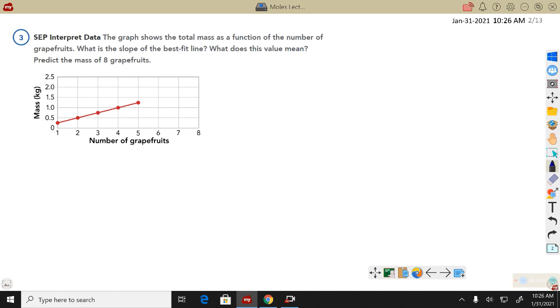Okay, well, slope is rise over run, right? So I don't know, let's just pick some numbers that fall on the line. Like maybe 2. Let's say I go to this point. I want the slope. Rise over run. 0.5 kilograms divided by 2 grapefruit.